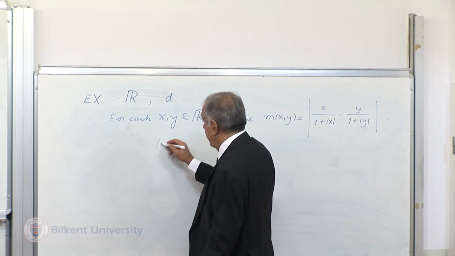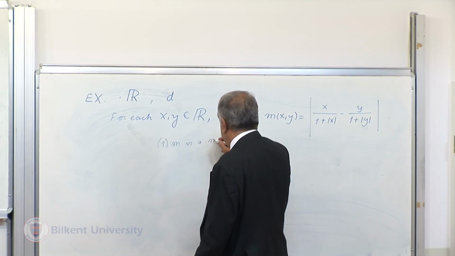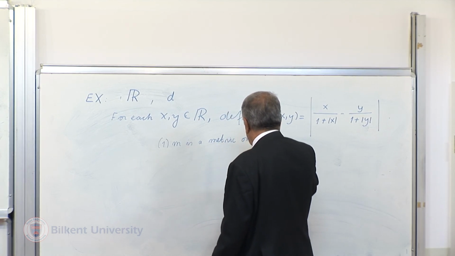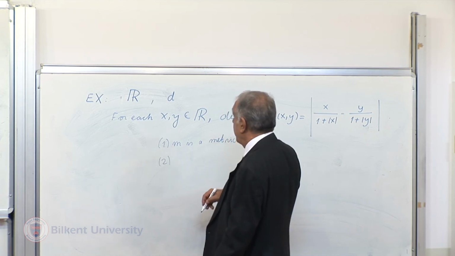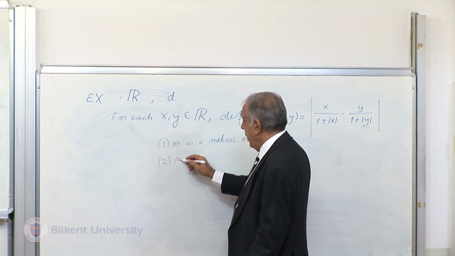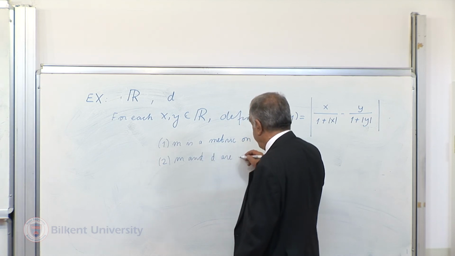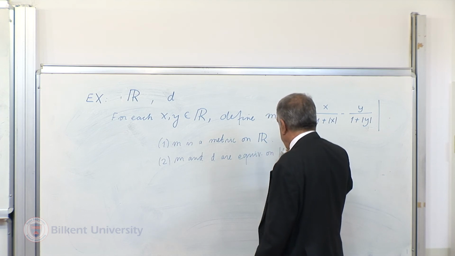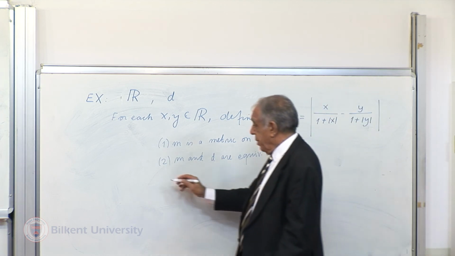Now first, we'll show that M is a metric on R. Second, D is the usual metric. M and D are equivalent on R, so they induce the same topology.